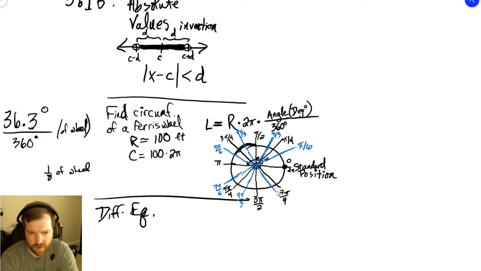8 pi over 6, 9 pi over 6 is down here, 10 pi over 6 is here, so that's 5 pi over 3. 11 pi over 6 is here. 12 pi over 6 is back at the beginning.